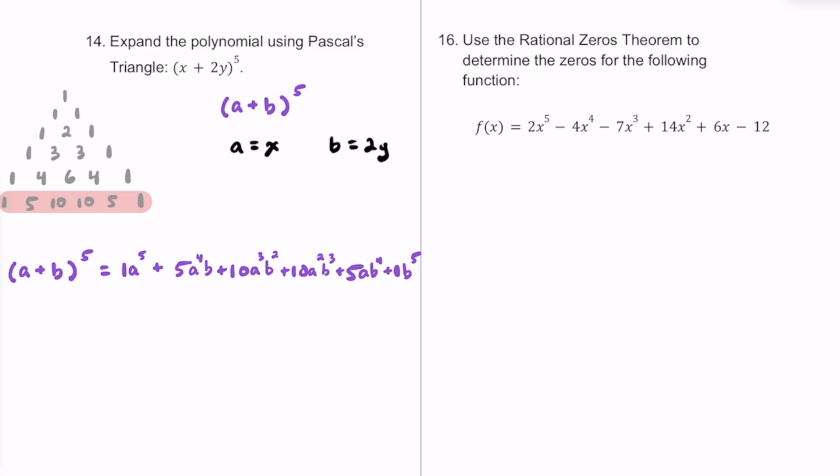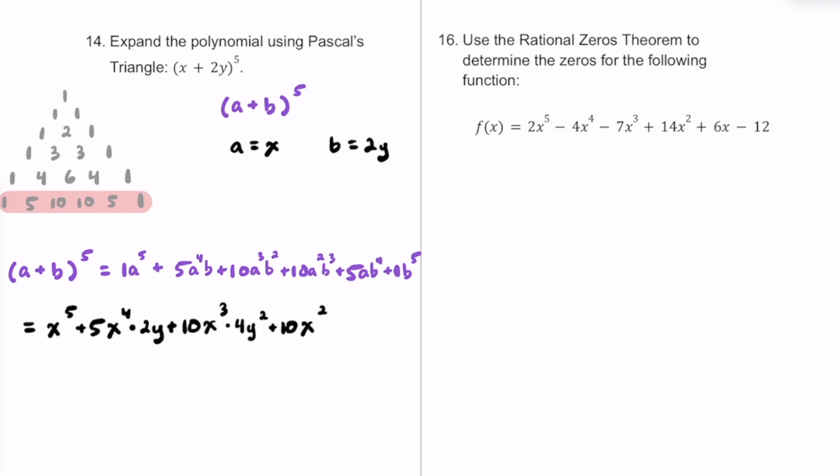Okay, so if we're going to go ahead and write this out, in this case we have 1 times this x to the 5th power, which is just going to be x to the 5th power, plus 5, and then it's going to be x to the 4th power times b. Well, b is going to be 2y, so we're going to multiply this by 2y. Plus we have this 10 multiplied by a cubed, that's going to be x cubed. And if we take this 2y and we square it, that's going to end up being 4y squared. Make sure you square the 2 and the y. And then after that, we're going to add 10 times a squared. A is x, so it's going to be x squared times b cubed.